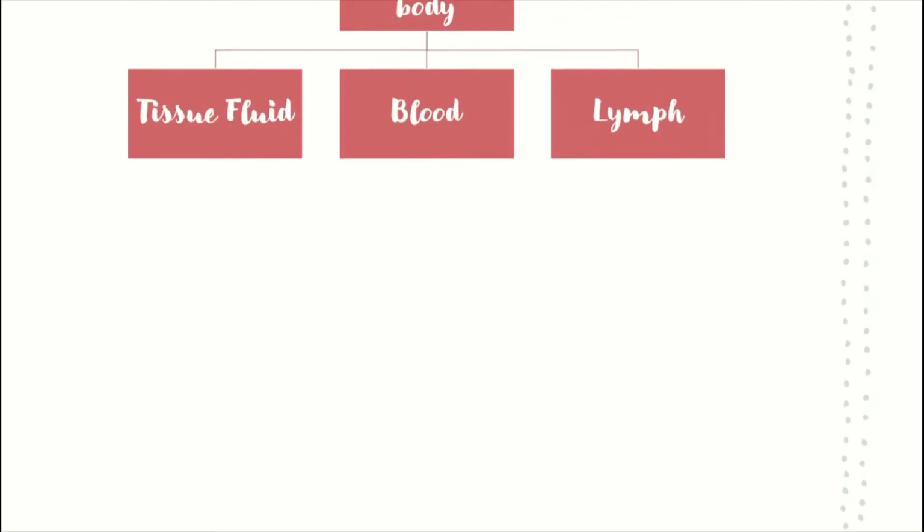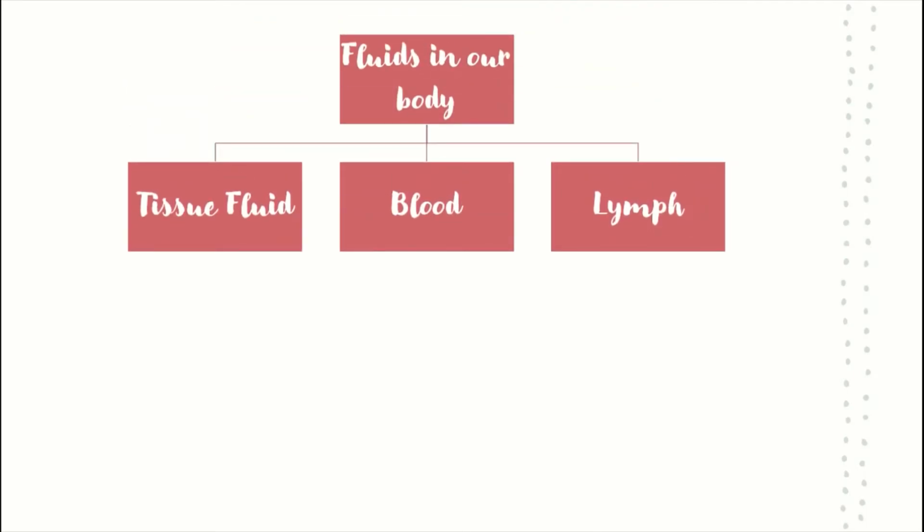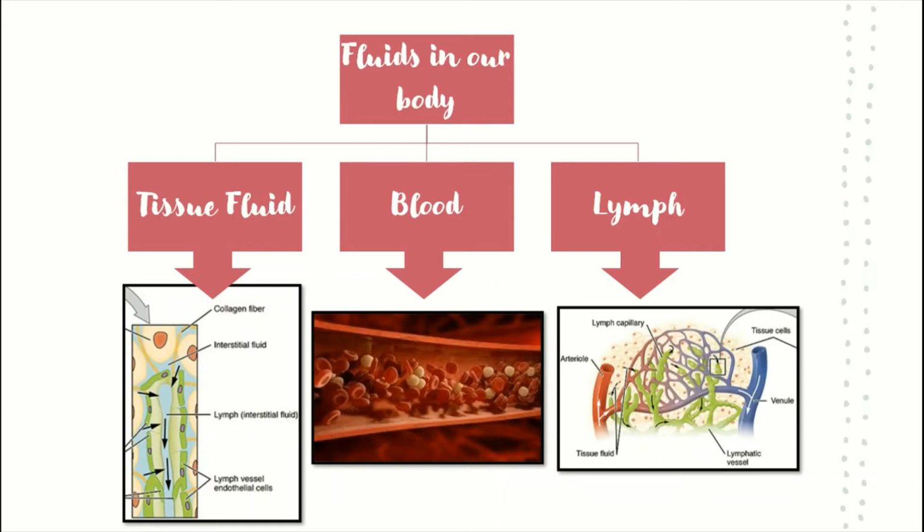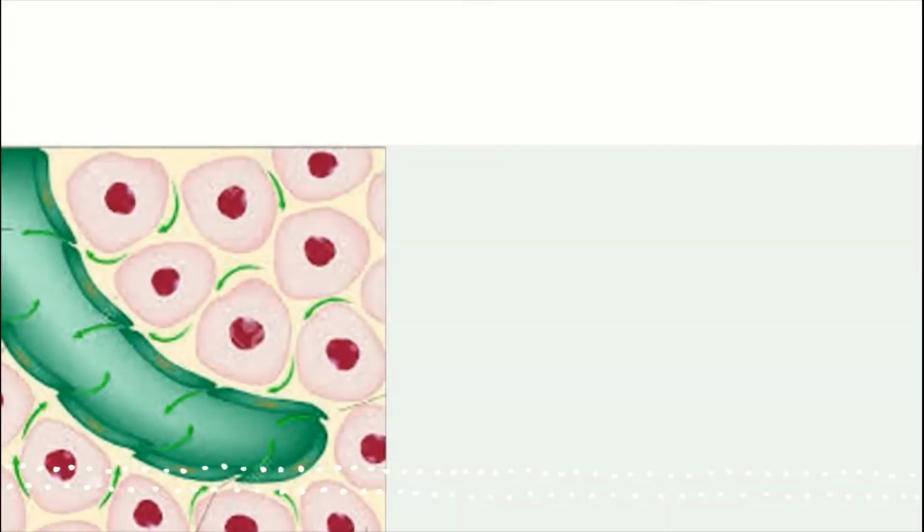So the first topic that we have is the fluids of our body. There are three types of fluids, that are tissue fluid, blood and lymph. So let's have a deep look at each and every one of them. So first we have is the tissue fluid.